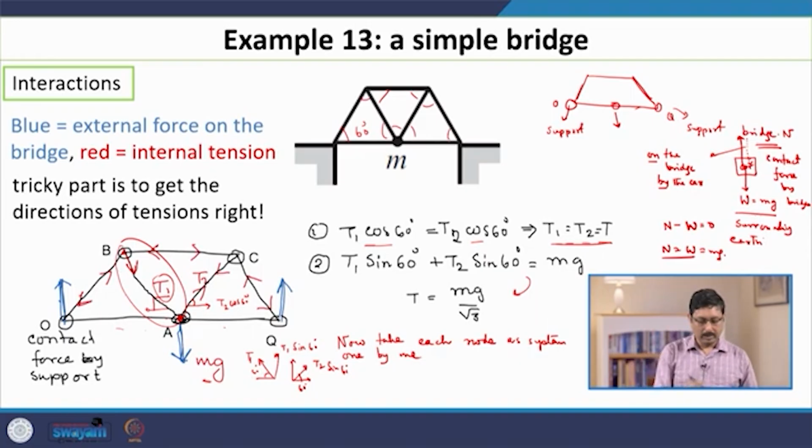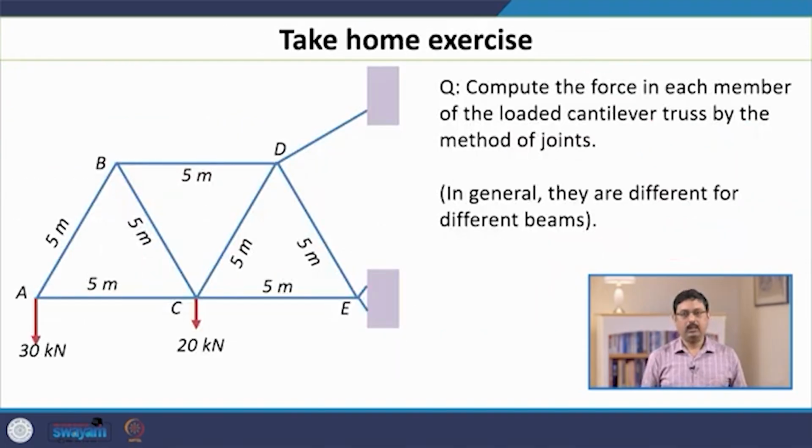So, take B and then take C, and write down the force balance conditions, from which you can get the tension forces in the other beam elements. So, I will leave that as an exercise.